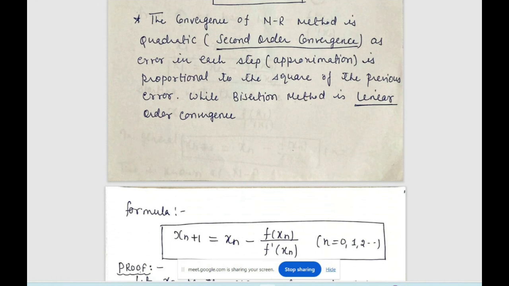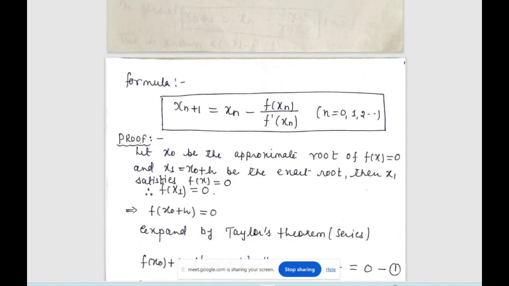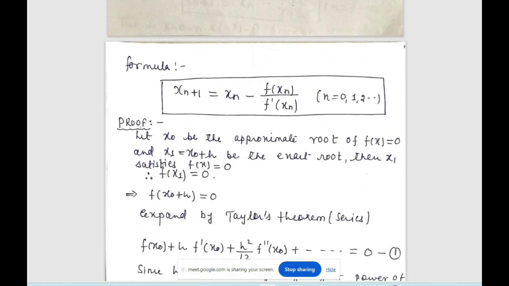You will mark it as second order convergence. Why? Because in each and every step of the approximation, the error you get is the square of the error of the previous iteration. That's why we say it is a second order convergence method. Okay, and let's see what the formula for the NR method is.